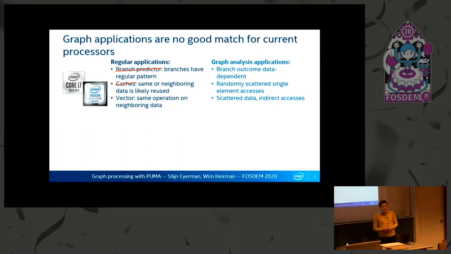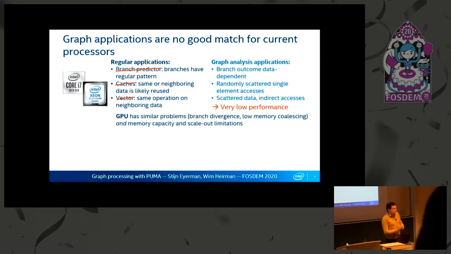Data is also accessed in a scattered way, as was also introduced by the previous speaker. So you access the neighbors, and the neighbors are not the next nodes in your list of nodes. They are scattered all over the place. So caches don't work well because you don't use the neighboring data, or don't reuse the same data, and the same goes for vector operations. So we see very low performance on regular CPUs for graph applications.